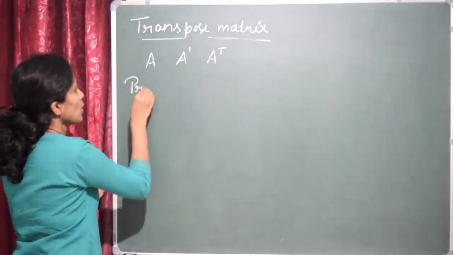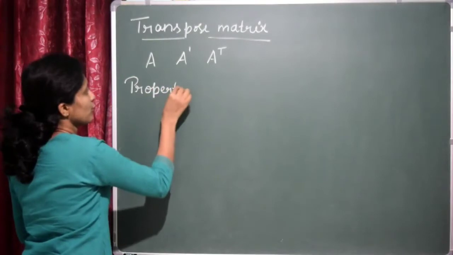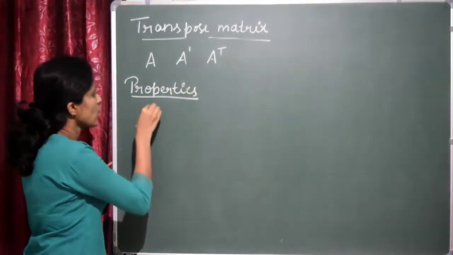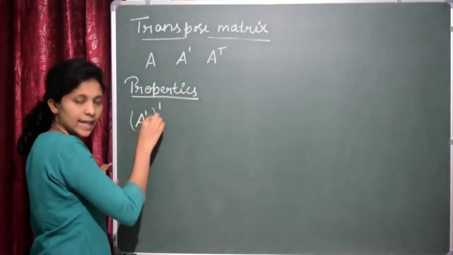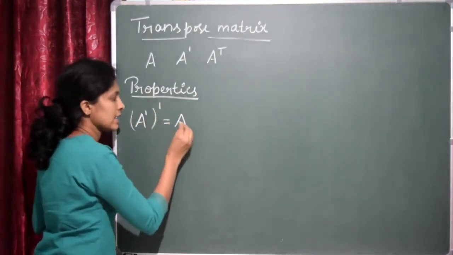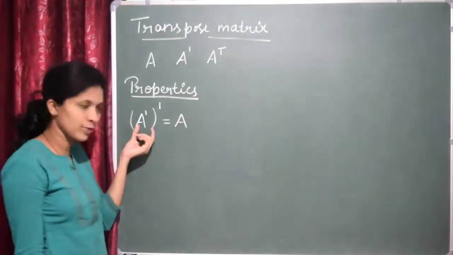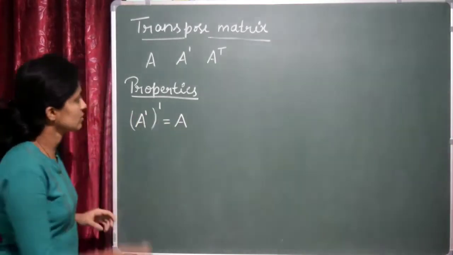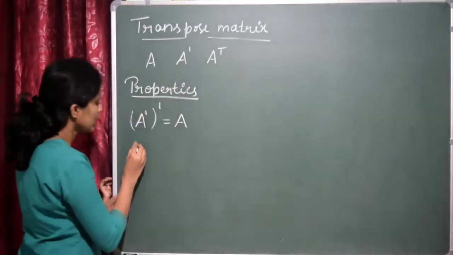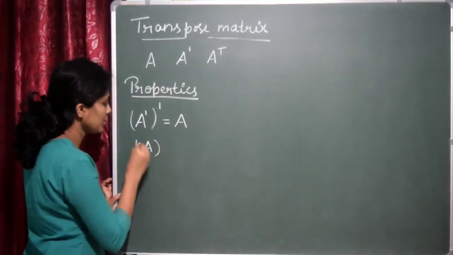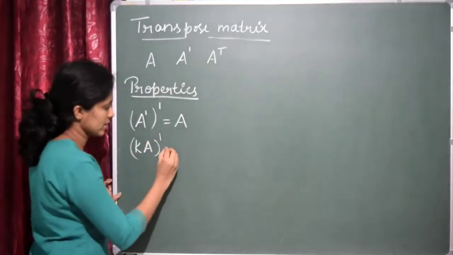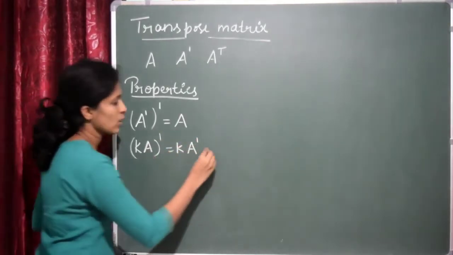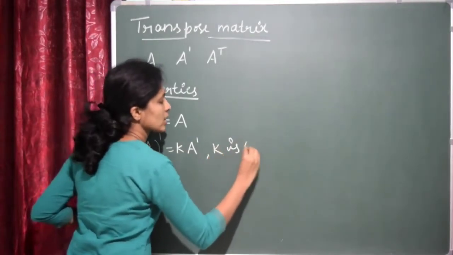Now we'll see some of the properties. These are the important properties of a transpose of a matrix. If I consider A dash whole dash, transpose of A, again transpose of A, that will be equal to A, right? Once you find the transpose, again you find the transpose of that, so it will give you the matrix A. Next one, K into A whole transpose. Here K is any constant, this is always equal to K into A transpose. Is it clear? K is the constant.